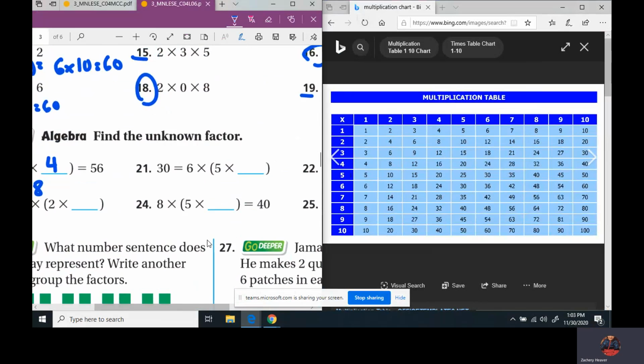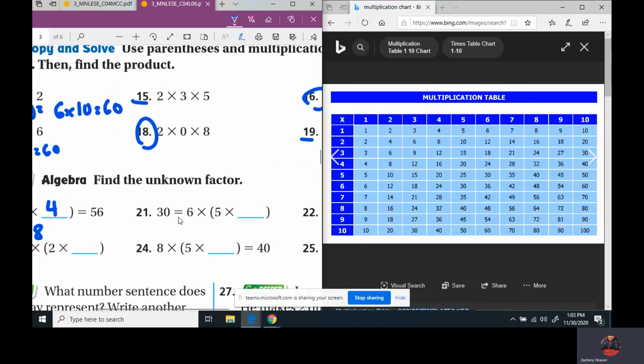So let's do the next one. 6 times what equals 30? So let's go to 6. 1, 2, 3, 4, 5. All right, 5. So we have to make this equal 5. So 5 times what equals 5? 1. Do the next one.